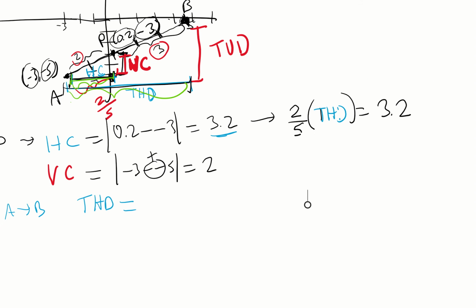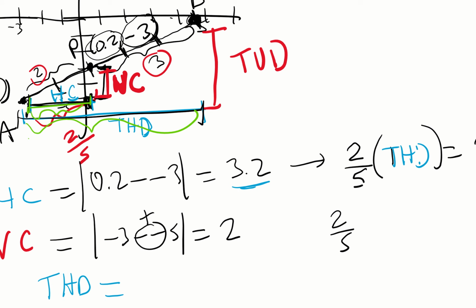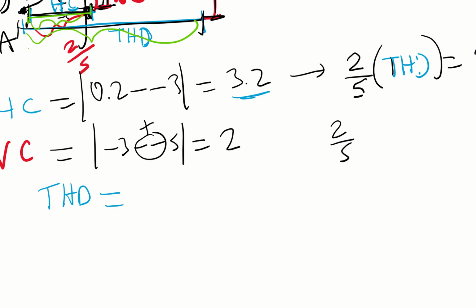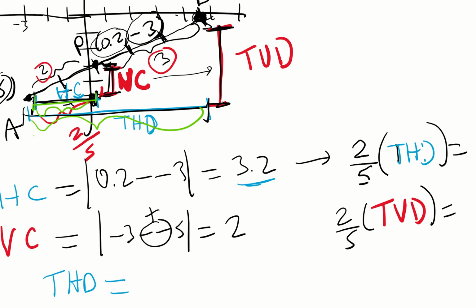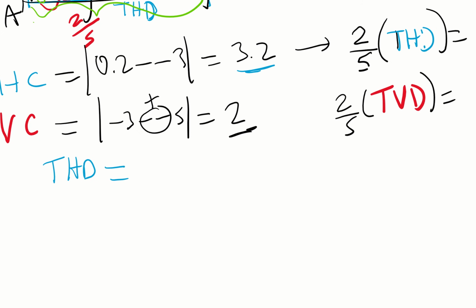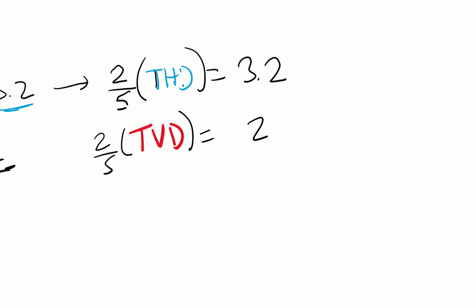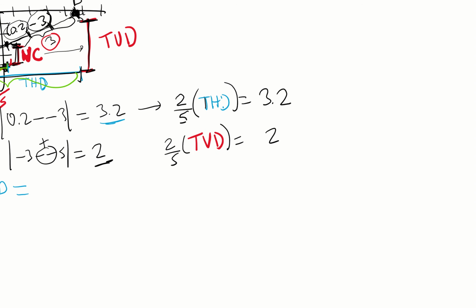Likewise, if we do it for the vertical, 2/5 of this is this, right? So 2/5 of the total vertical distance is equal to the vertical change, which was 2. They told us that, we calculated it. So now we can use this to solve for the total horizontal distance and total vertical distance. So this is an equation.